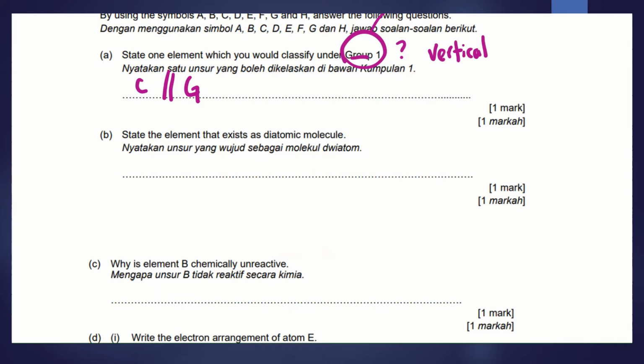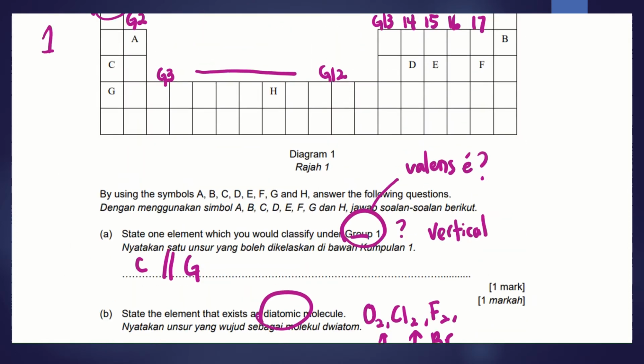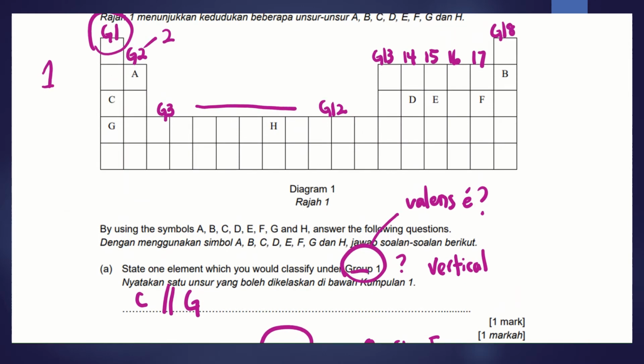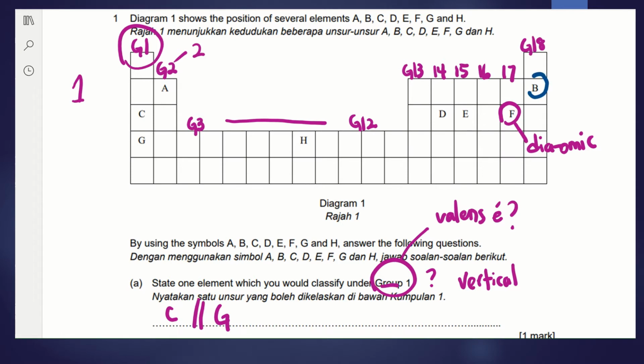Next question, state the element that exists as a diatomic molecule. Examples of diatomic molecules are oxygen, O2, chlorine gas, Cl2, fluorine gas, F2, bromine gas, Br2. So we call this diatomic, meaning that we have 2 atoms to form the molecule. If we look at the table here, we have A until H. So F exists as a diatomic molecule.